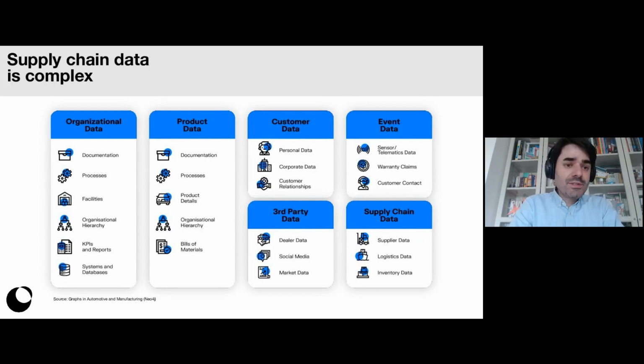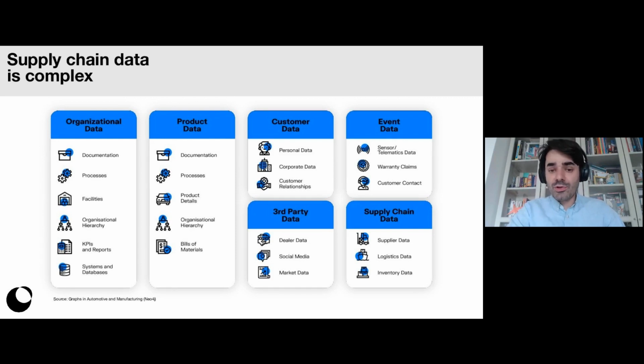And it's no easy task. It's no easy task because supply chain data is complex. Here we see an example from the automotive industry, and we see how complex this data really is. So on the left, you have organizational data. So we're talking about documentation, processes, facilities, but also hierarchy, KPIs and reports, and finally, systems and databases. So that's one silo, but there are other data sources such as all the product data. So that's product documentation, the processes, the product details, also the organizational hierarchy, and the bill of materials.